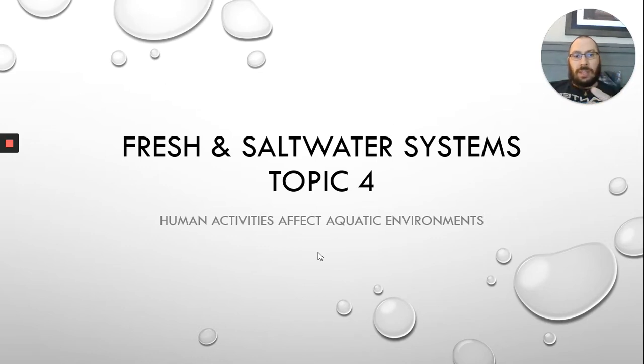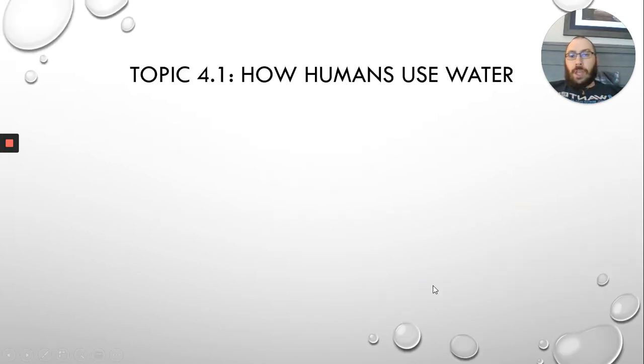Last two lessons, PowerPoint slash Zoom, Loom slash YouTube lessons for the year. This is topic 4, fresh and saltwater systems, how human activities affect aquatic environments. We've already talked about that in the population video and when we talked about water quality, but we're going to talk about some of the ways we use water. So, number one, 4.1, how humans use water.